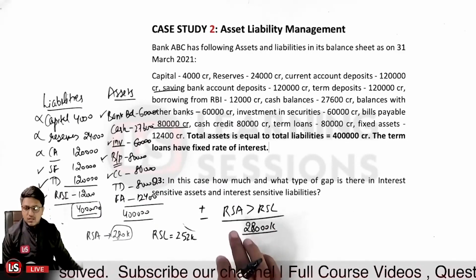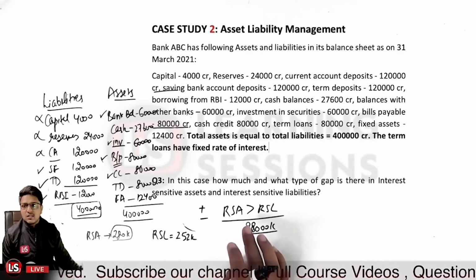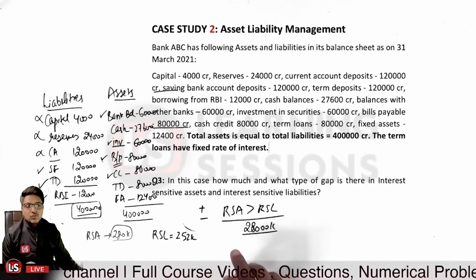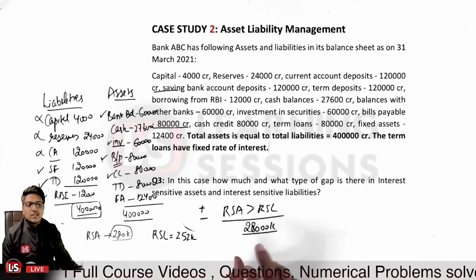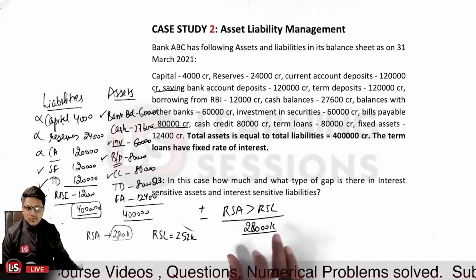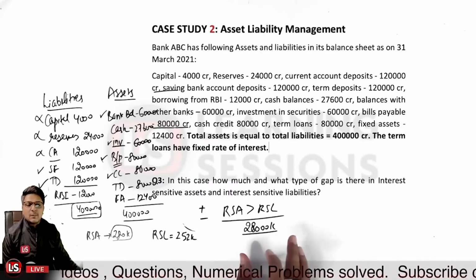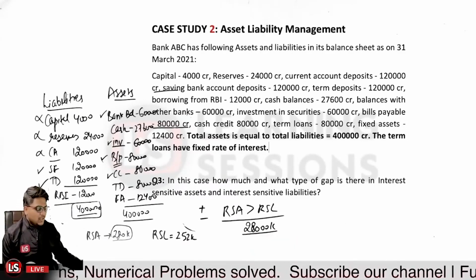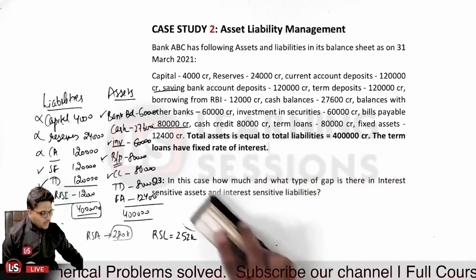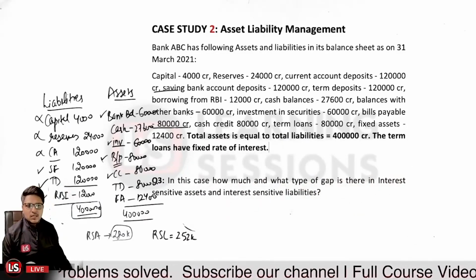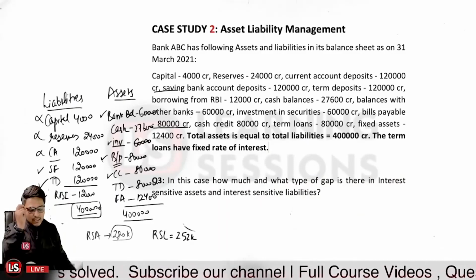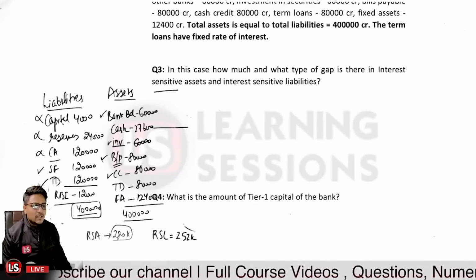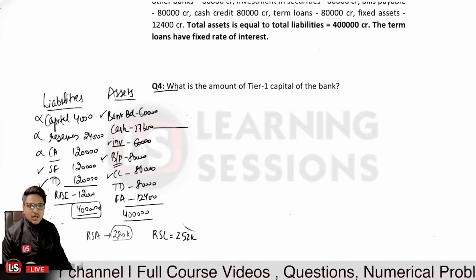Because our assets are related to the amounts that you will be receiving over the time horizon, in that case it's a positive gap. So as per the question and the data given, it's a positive gap of 28,000 crores. That is related to question number 3. The gap is positive and amounts to 28,000 crores. Is that clear?